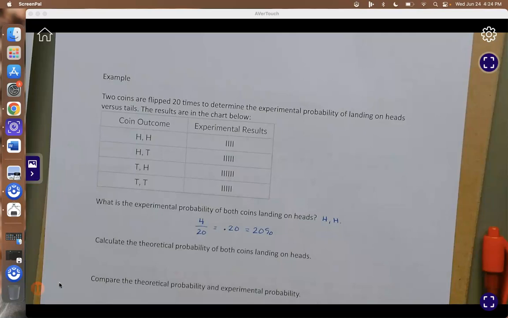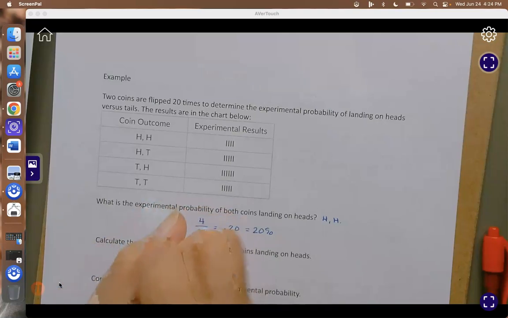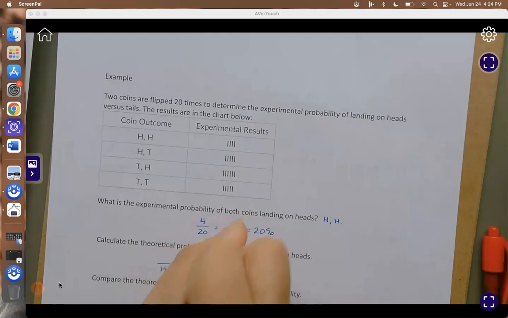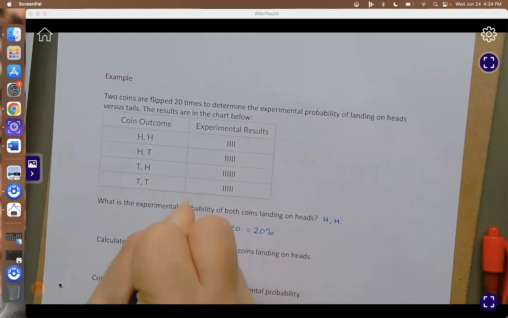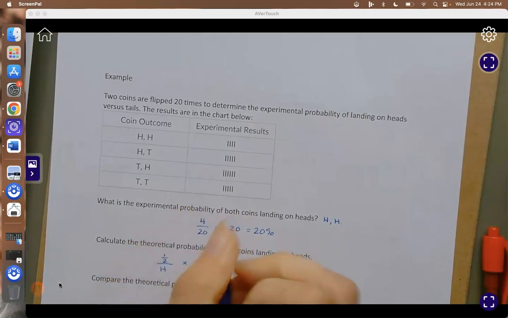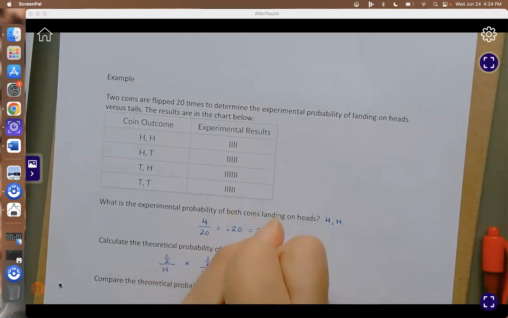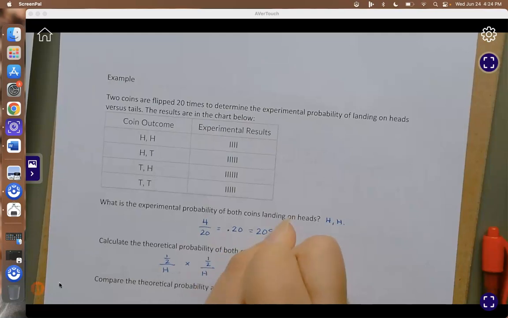Calculate the theoretical probability of both coins landing on heads. So if we're doing theoretical probability, we got a heads here and a heads here. So we have a 1 in 2 shot here. We have a 1 in 2 shot here. So this would be a 1/4, which is 0.25, which is 25%.